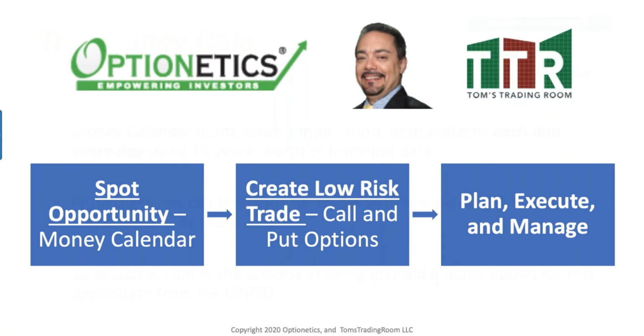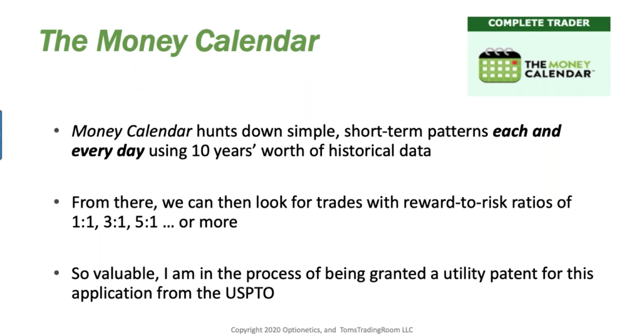And so what we've done is we've created this money calendar, which is basically, in short, a seasonal calendar, and we find the best start day and the best end day for all of the most popular stocks out there. We look at a minimum of 10 years worth of data. From there, we can then look at these trades where we try to find 1-to-1, 2-to-1, 5-to-1s. This is something that I have in the process of getting a utility patent for. And these things take time, and I spend a lot of time and money on this as well because it's worth it. But the money calendar is in a couple of different parts.